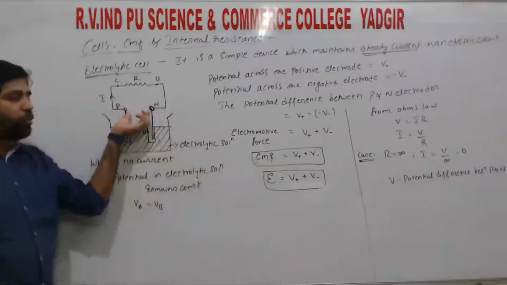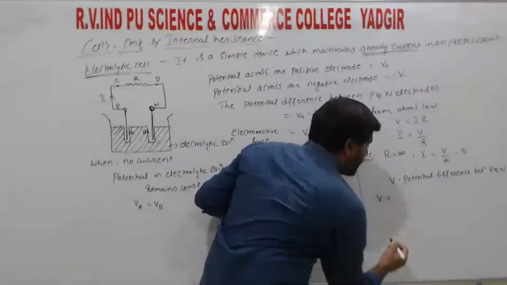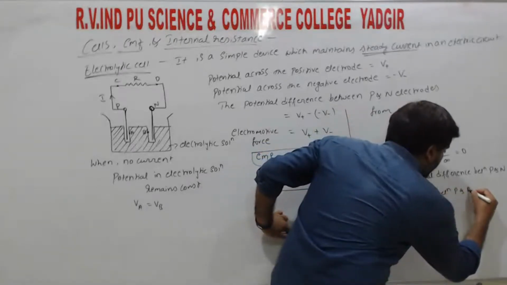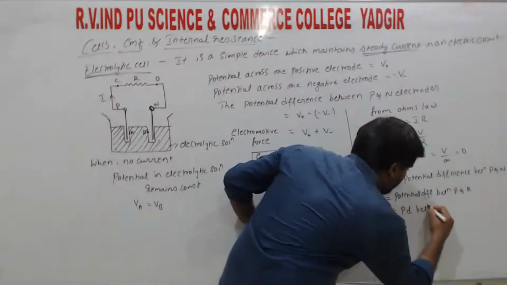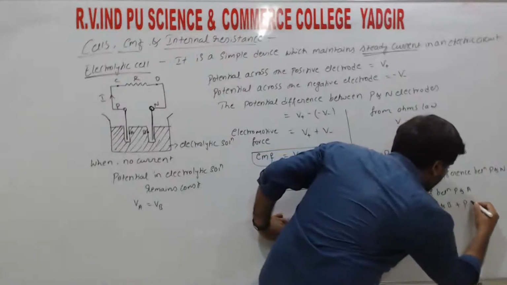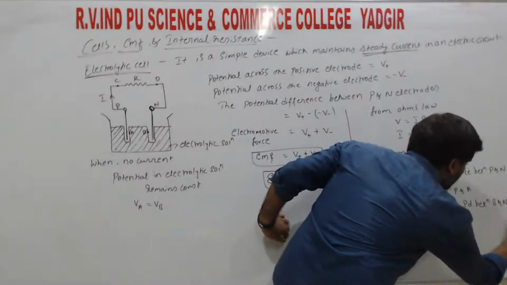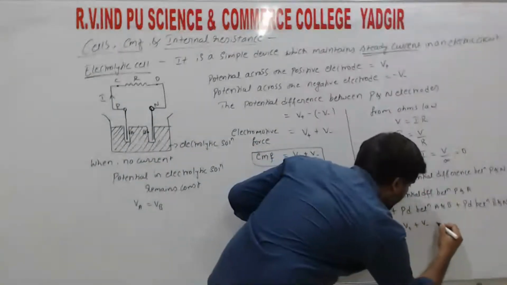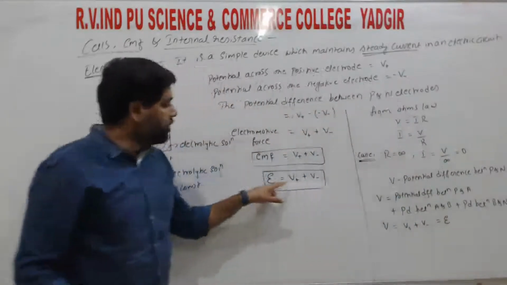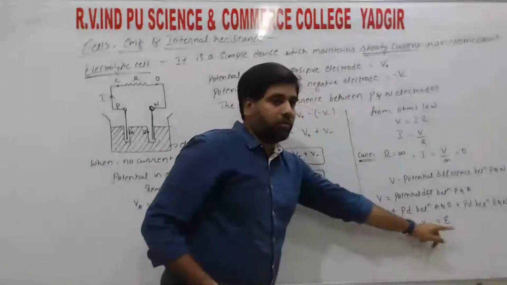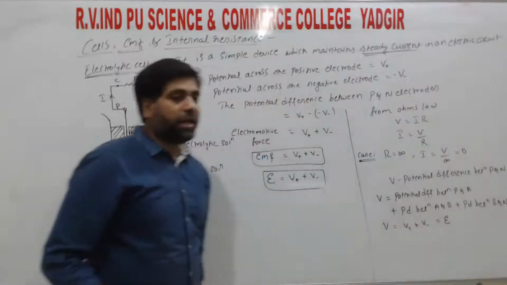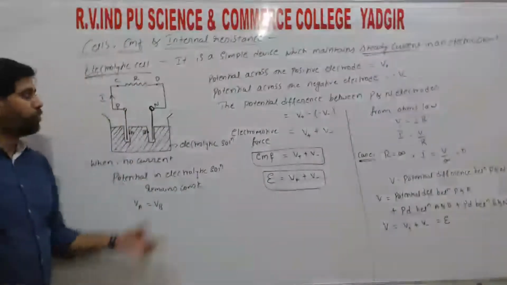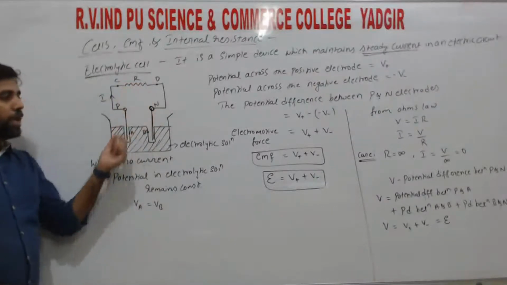Here V is the potential difference between P and L. We write V equals the potential difference between P and A, plus the potential difference between A and B, plus the potential difference between B and N. So V equals V plus minus V minus, which equals E. Again we get the same relation, so V equals E. The applied voltage equals the EMF when an external conductor is connected across P and N.